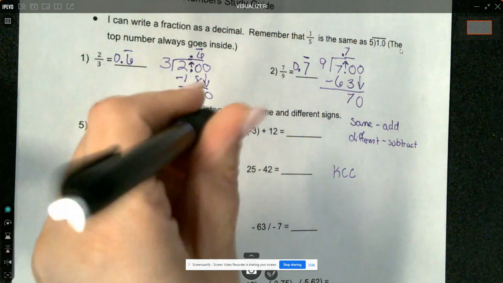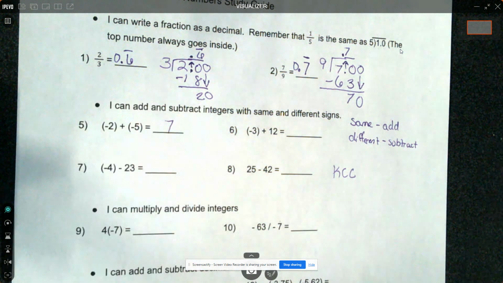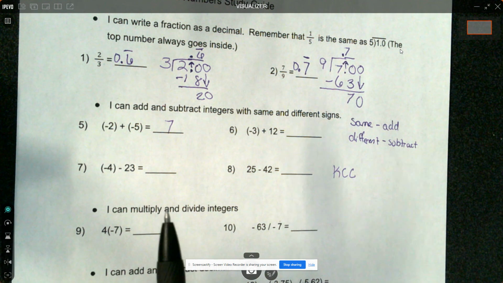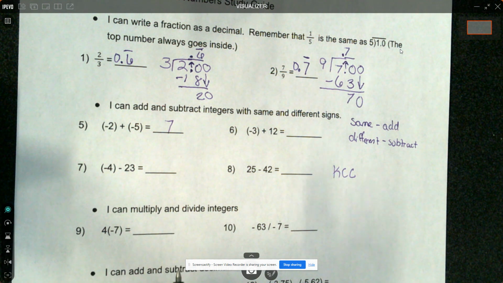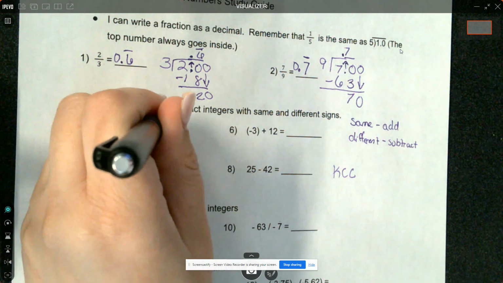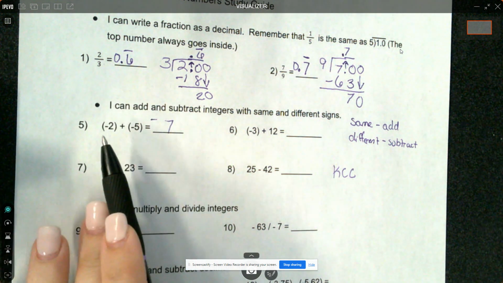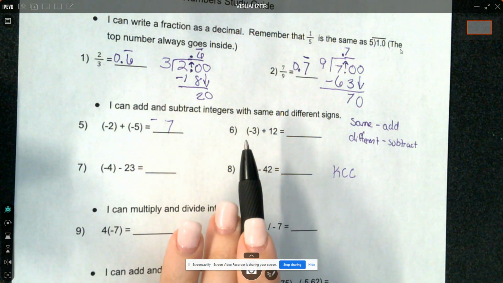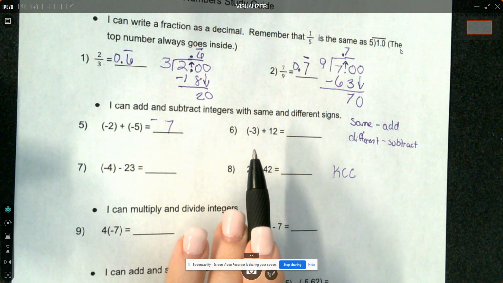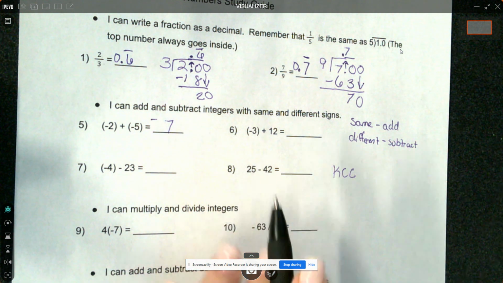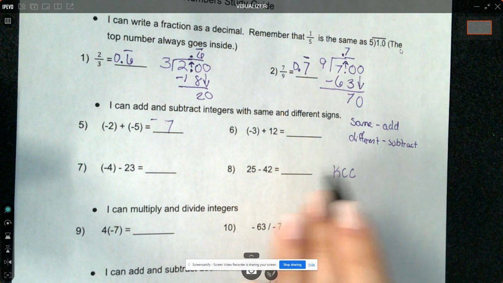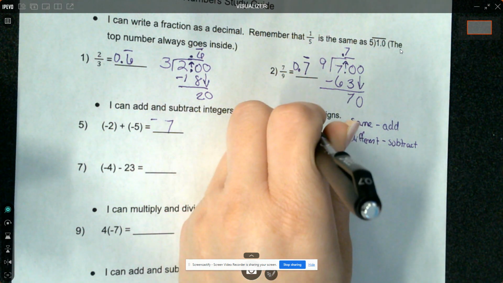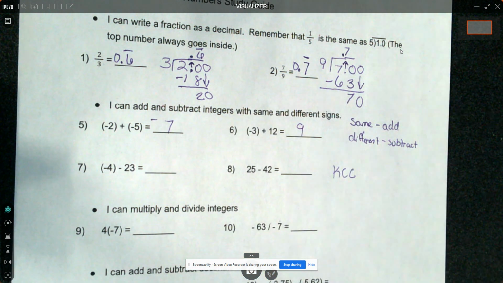You add. 5 plus 2 is 7. What is my sign going to be, positive or negative, Audrey? Negative, because they're both the same. So when they're the same, you keep the sign. Number 6, are they the same or different, Holly? They're different, so I'm going to subtract. 12 minus 3 is 9. Is it going to be positive or negative, Seawin?